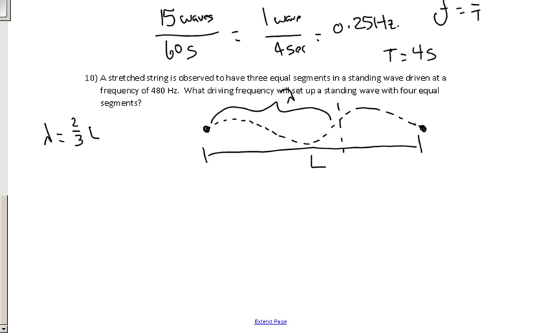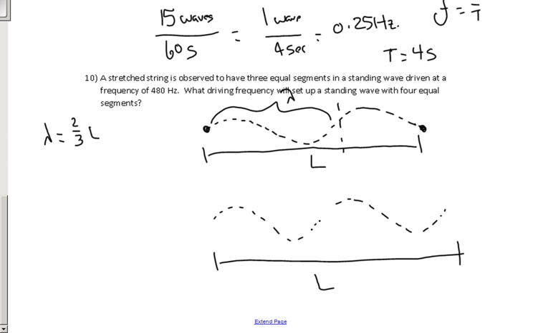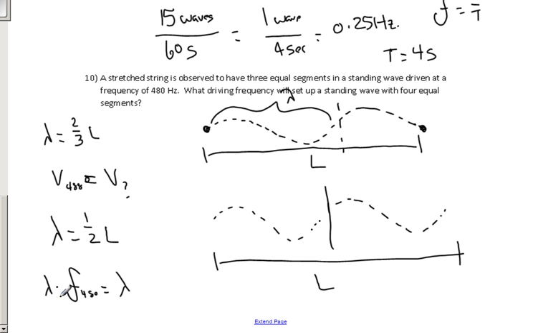In the next case, when we are looking at 1, 2, 3, and 4, this is the same length L. And here we have 2 wavelengths. So in this case, our wavelength is equal to 1/2 of our overall length. Since it's the same string, we know that our speed at 480 is going to be equal to our speed at the unknown, which means that lambda times our frequency at 480 is going to equal lambda times our frequency at our unknown.